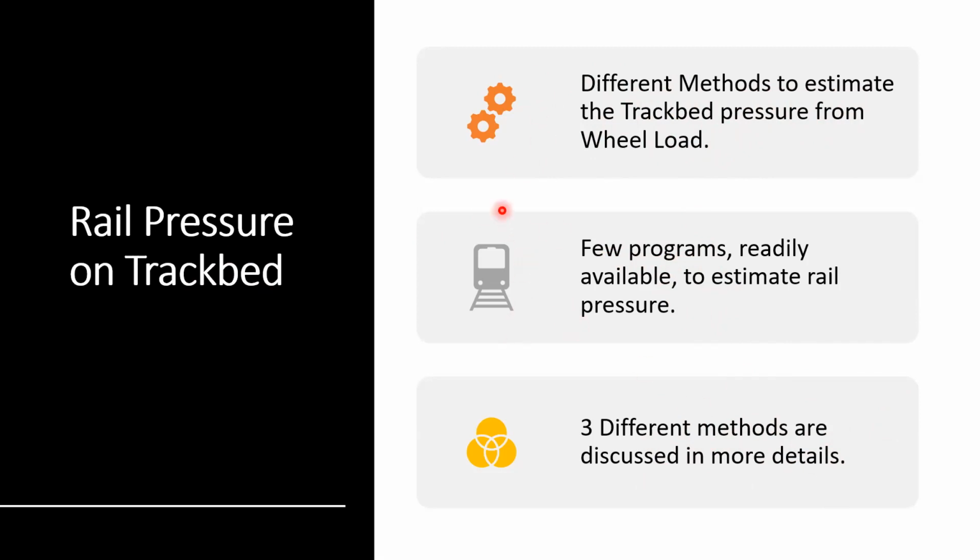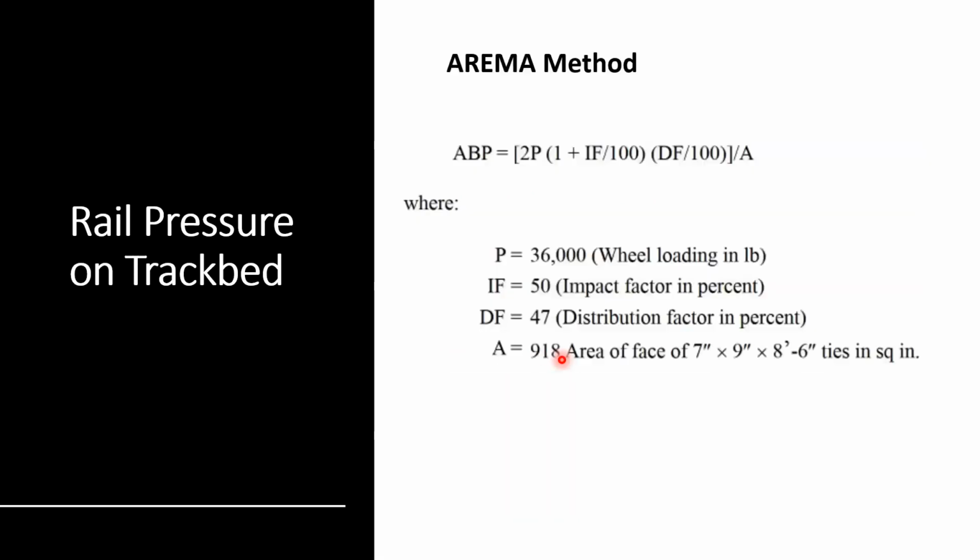Keep in mind that our idea is we have train load. This train load is transferred through the rail track onto the ties, and then these ties transfer the pressure into the track bed. So just keep this in mind as we go through the presentation.